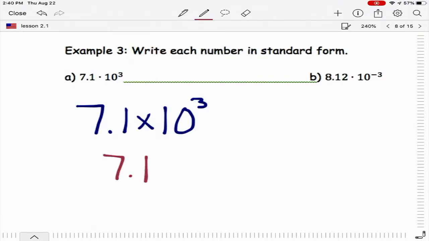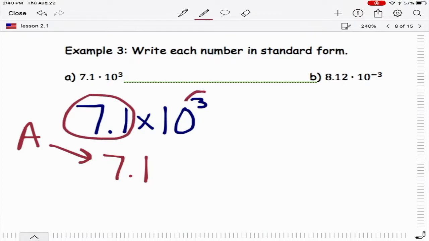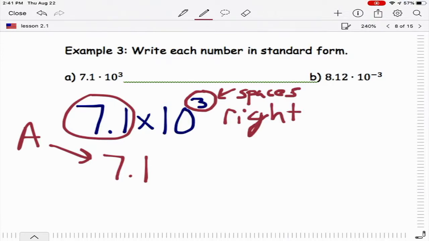Below it, I'll just write my A, right? So the first step I'm doing is I'm writing my A. My A is 7.1. And then, remember, this guy right here tells me the spaces. Remember from before? If it's a positive exponent, you're going to move it to the right. If it was a negative exponent, you would obviously move it to the left. But because this is positive 3, we're going to move it to the right, right? We want a bigger number. So obviously we want the decimal to go to the right so that it increases and not decreases. So now I'm going to take my decimal and I'm going to move it 3 spaces to the right. 1, 2, and 3. Because I don't have any numbers here, I could put zeros as placeholders.